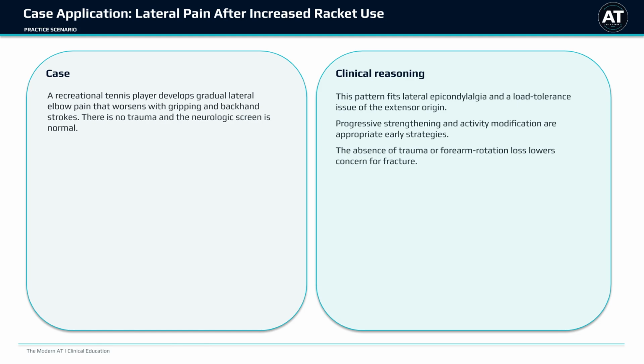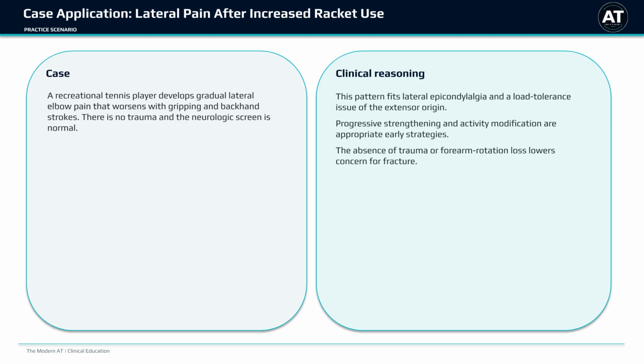In this case, a recreational tennis player develops gradual lateral elbow pain with gripping and backhand strokes. There is no trauma, and the neurologic screen is normal. This pattern fits lateral epicondylalgia, a load tolerance issue of the extensor origin.